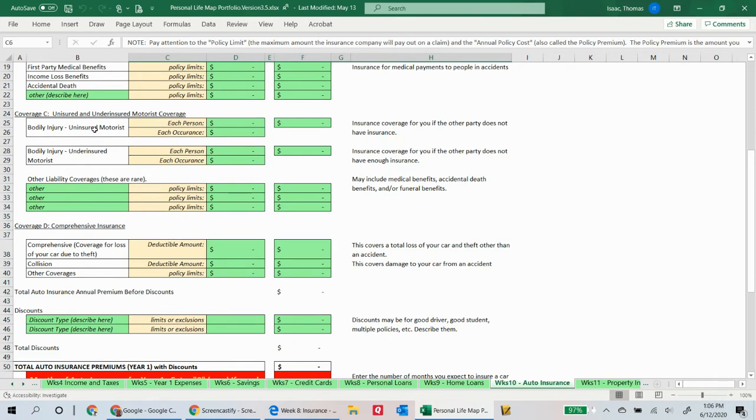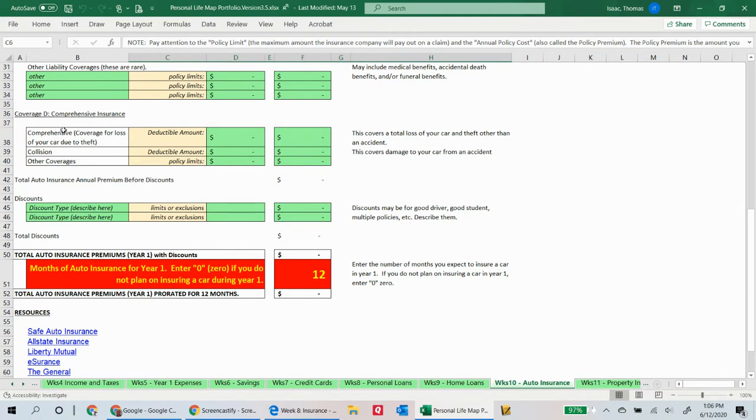Part C is coverage for you in the event that you get into a car accident and it's not your fault, but the other person driving, who you were involved in the accident with, doesn't have insurance or doesn't have enough insurance. So that would be uninsured and underinsured motorists. So you get into a car accident, not your fault. The other person should be paying for your bills, but they don't have insurance, or they only have a little bit of insurance and there's a big loss. So this is your insurance company covering you for losses which you incur even though they're not your fault.